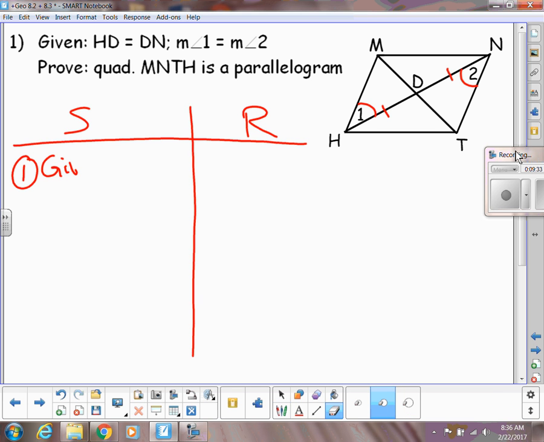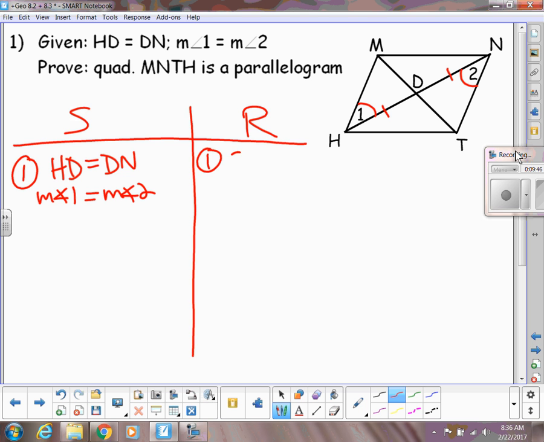We want to write our given, which is HD equals DN, and that the measure of angle 1 equals the measure of angle 2. Okay, and we're trying to show that this is a parallelogram, so we still have those 6 ways to show that. So let's talk about why that would make this true. I'm sure you guys are probably itching to write those vertical angles. Let's go ahead and call those angles 3 and 4. And then why would that help us?